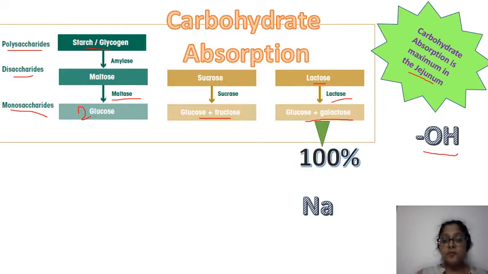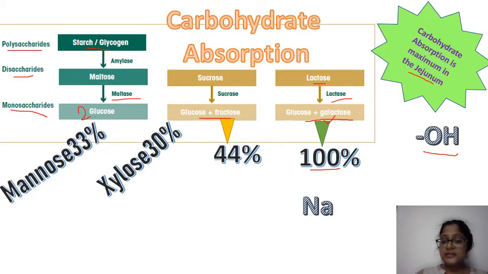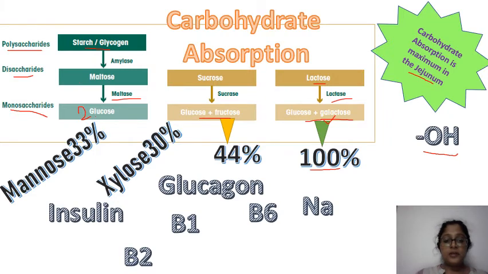The absorption rate of glucose and galactose is 100%, and galactose is absorbed faster than glucose. Whereas the absorption rate of fructose is 44%, xylose is 30%, and mannose is 33%. Vitamins B1, B2 and B6 help in carbohydrate absorption along with insulin and glucagon.